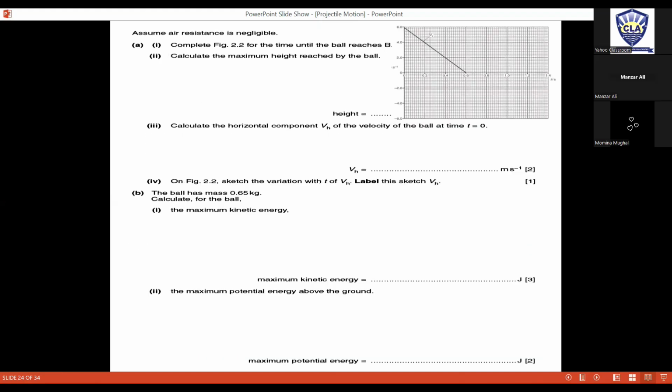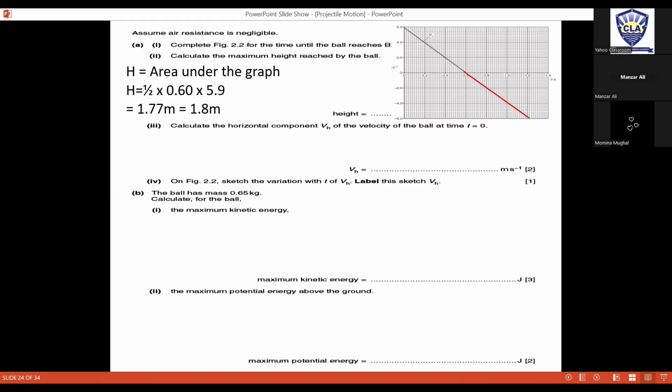It will be the maximum height, which is the area under the graph. But before that, continue the time until the ball reaches B. It will be a straight line, because the gradient is acceleration and the gradient is always constant. Maximum height reached is the area under the graph. 5.9 is the height, and 0.6 is the base. The maximum height comes out to 1.8 meters.